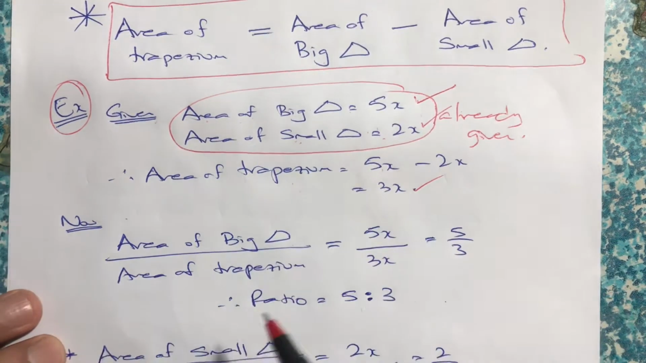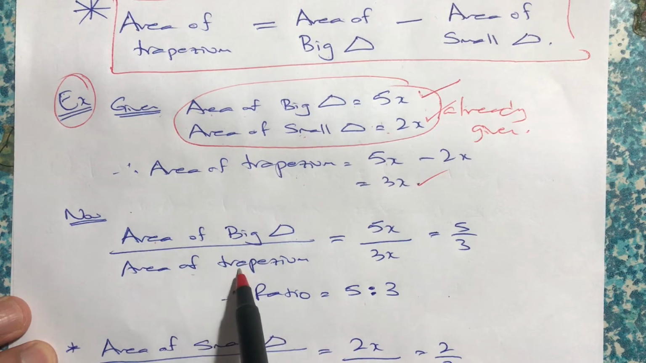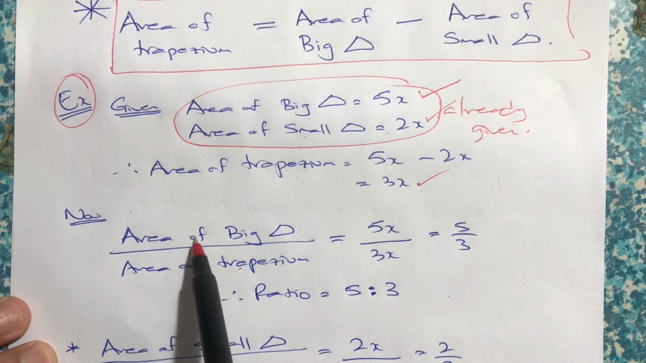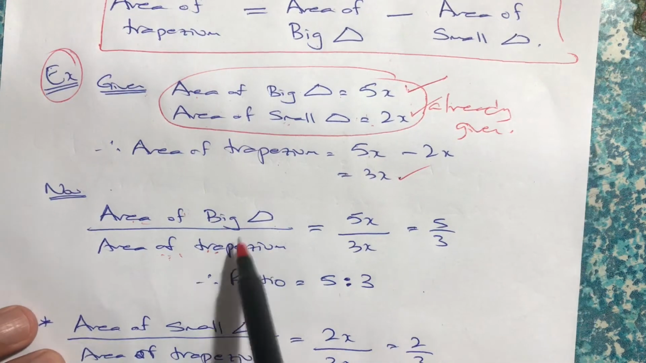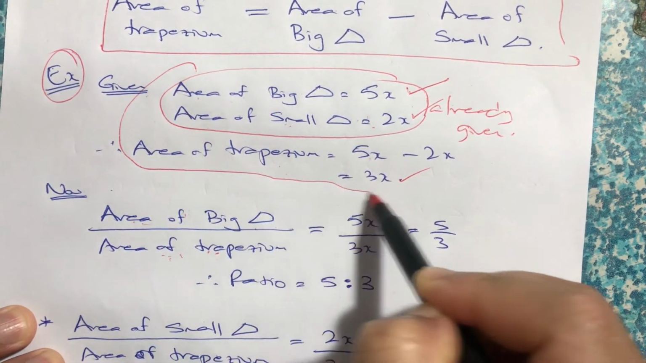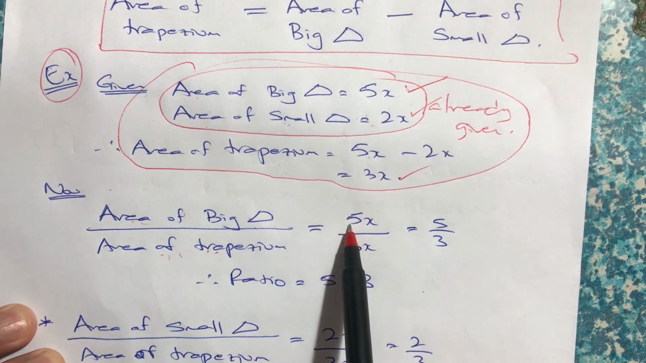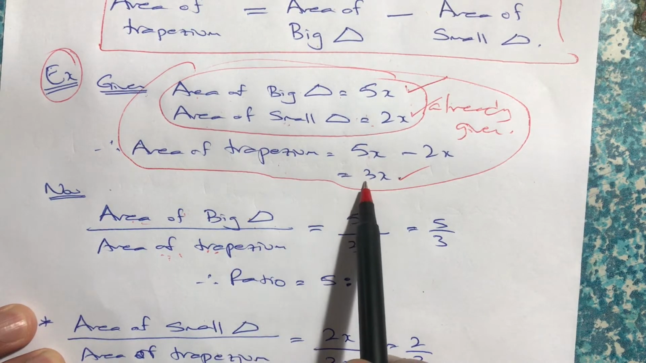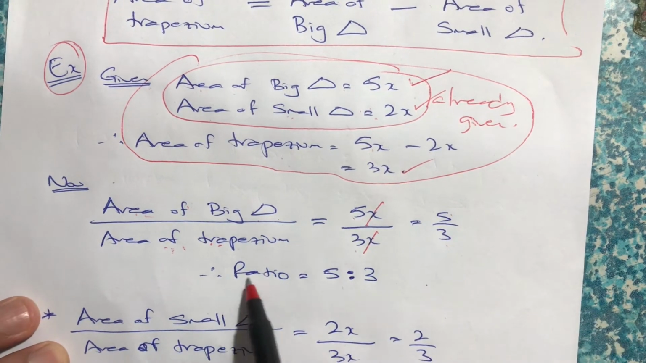Now if the question says find the area of the big triangle by the area of the trapezium, that means they're asking us to find the ratio of the area of the big triangle by the trapezium. How do we find the ratio? We take the help of these three pieces of information. Area of the big triangle is already mentioned as 5x, so we write 5x. Area of the trapezium we got as 3x, so we write 3x. This x and x get cancelled, we are left with 5 by 3, so the ratio is 5:3.